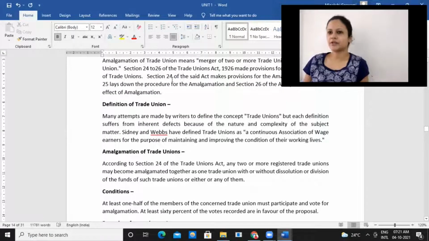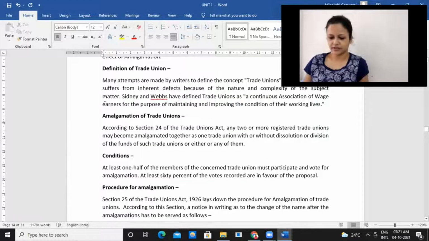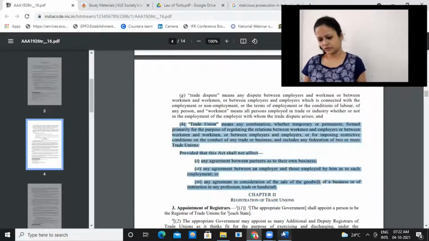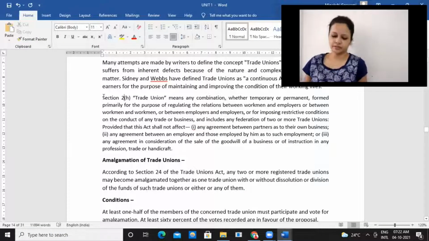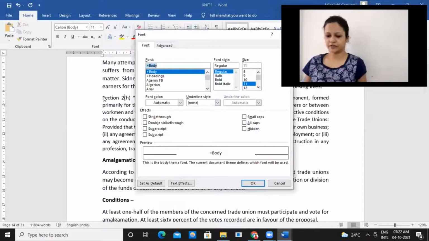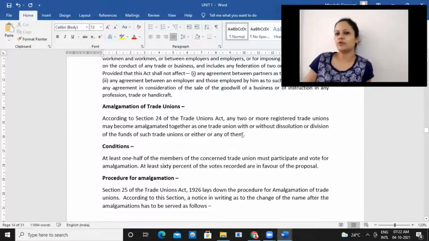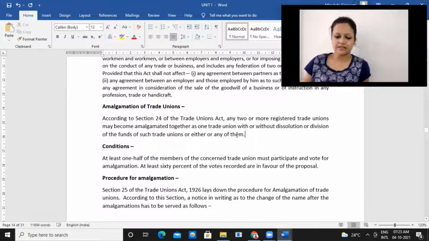The definition of trade union, again, we get in the legislation itself. You can look at this definition, and then the definition of amalgamation of trade union also. Section 2H of the legislation provides for the definition of the term trade union. Now, what is amalgamation of trade union? It means 2 or more registered trade unions may become amalgamated together as one trade union with or without dissolution or division of funds of such trade unions, or either or any of them. So if there are 2 or more trade unions, they can come together and decide to form one trade union, whether or not they are dividing their funds; that does not matter.